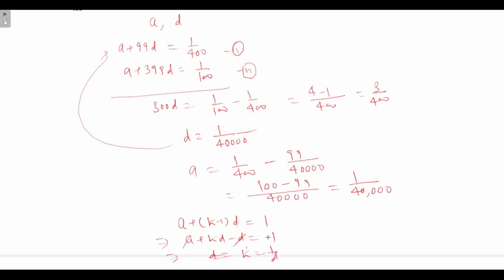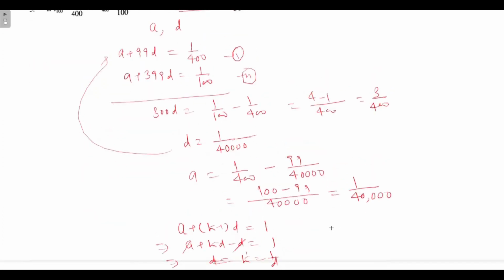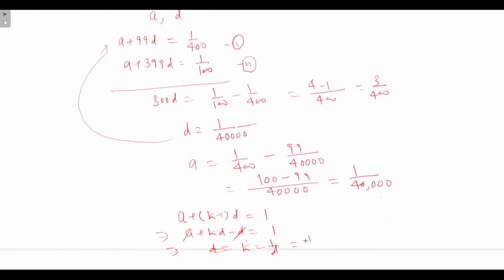Now what are they asking me to do? They're asking me the square root of K upon 40. So meaning that K is actually 40,000. Now my square root of K upon 40 is going to be 200 upon 50, which is going to be 4.